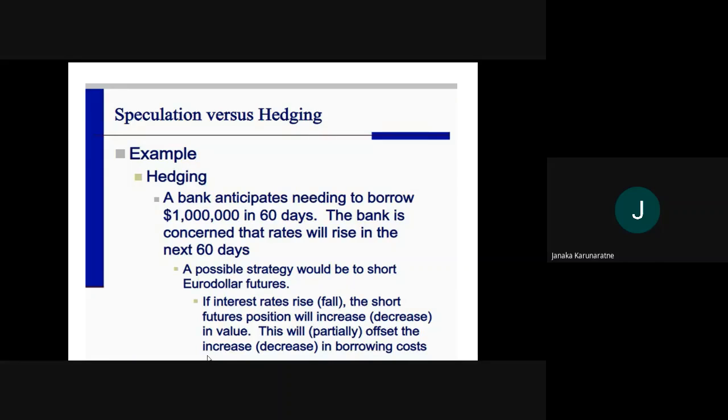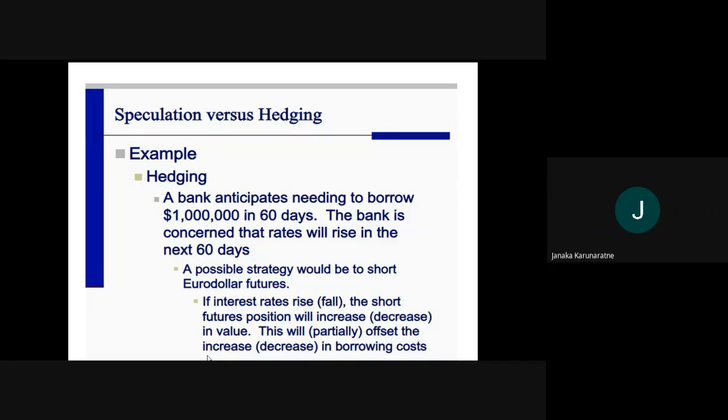The bank anticipates needing to borrow $1 million in 60 days. The bank is concerned that rates will rise in the next 60 days. So the possible strategy would be to short euro-dollar futures. So what happens if the interest rate rises? The short futures position will increase, because if the interest rate rises, price will drop. So your short position will gain.